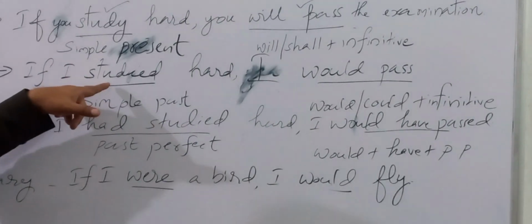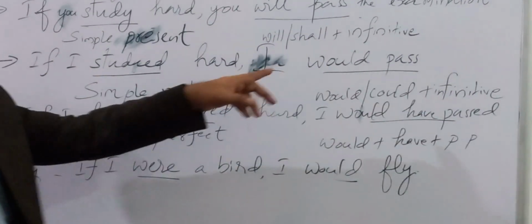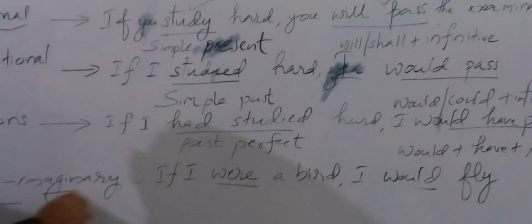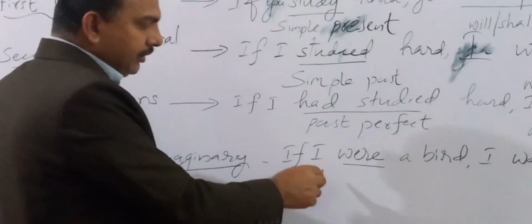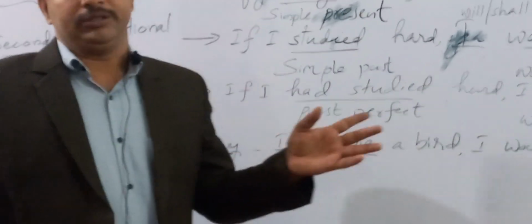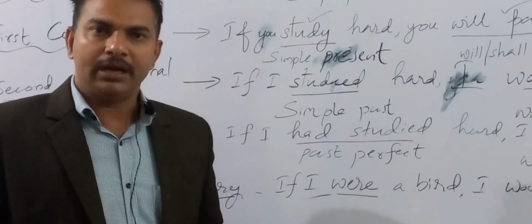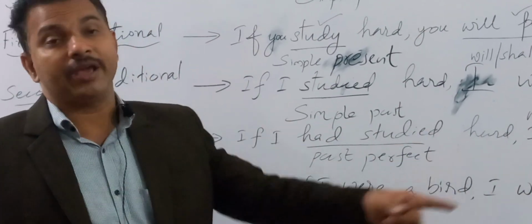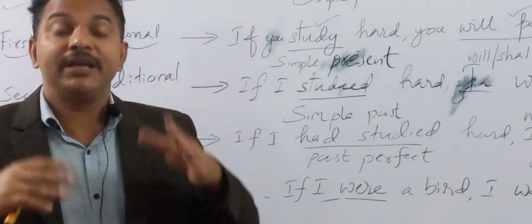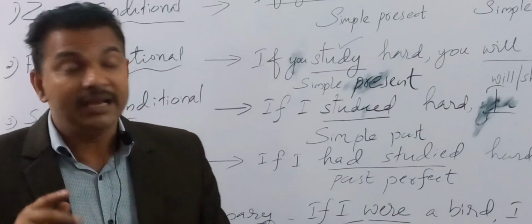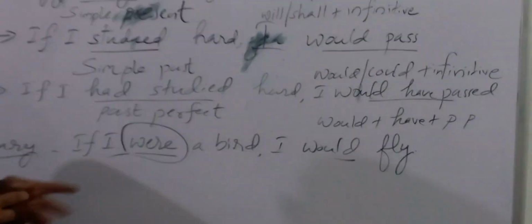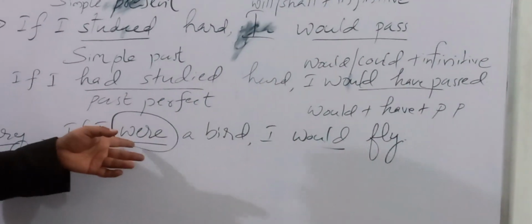So here in the if clause it is simple past, and in the main clause it is would or could plus infinitive. And in the second conditional you have one more type, the imaginary condition, which is purely imaginary, improbable and almost impossible. If I were a bird, I would fly. I am not a bird, but I am imagining myself flying if I were a bird. This is the only place where you use were. In fact, the to be form used with I is normally was.